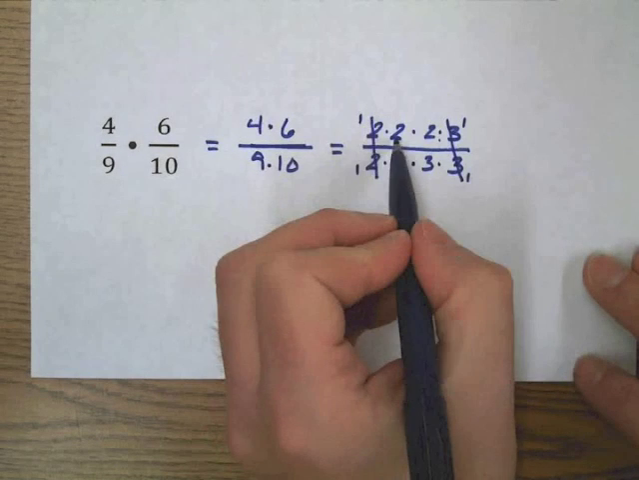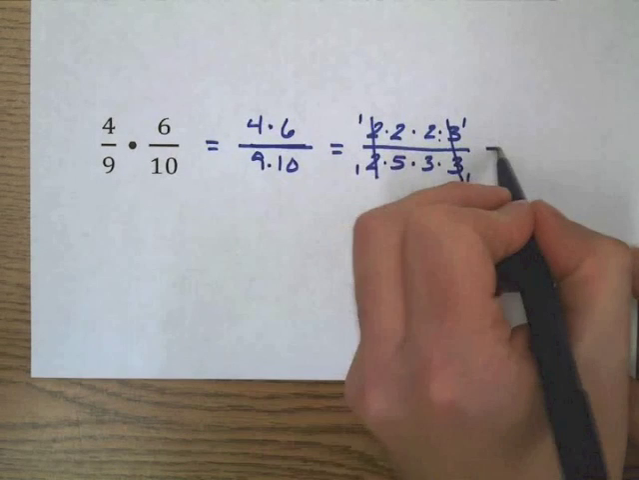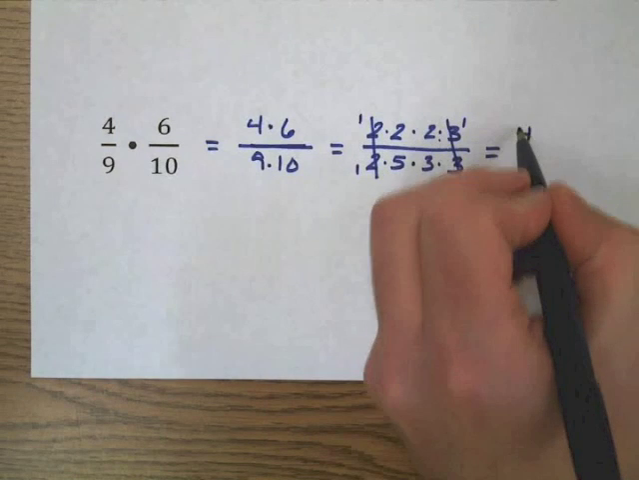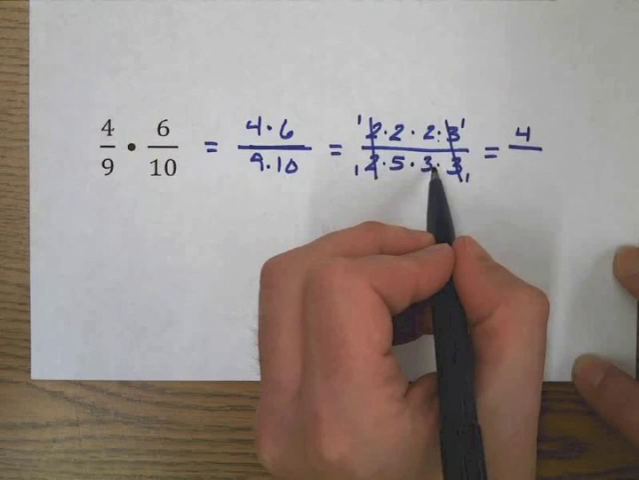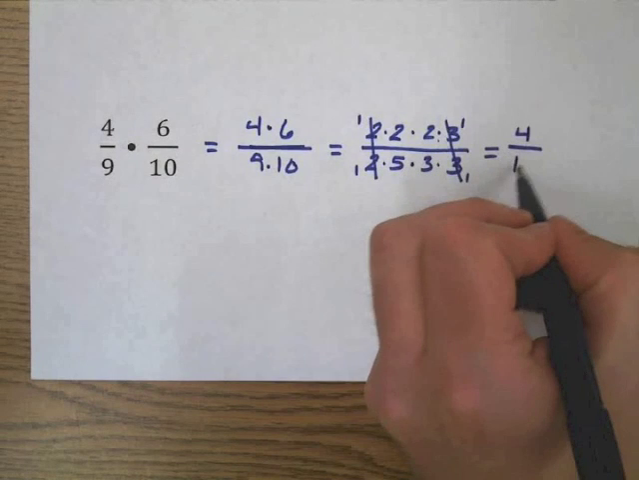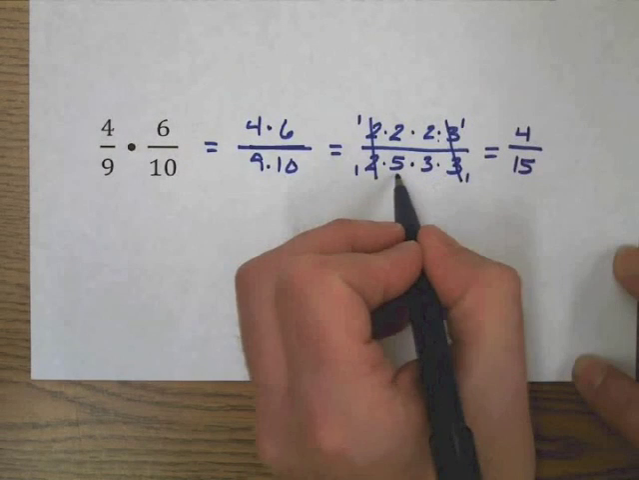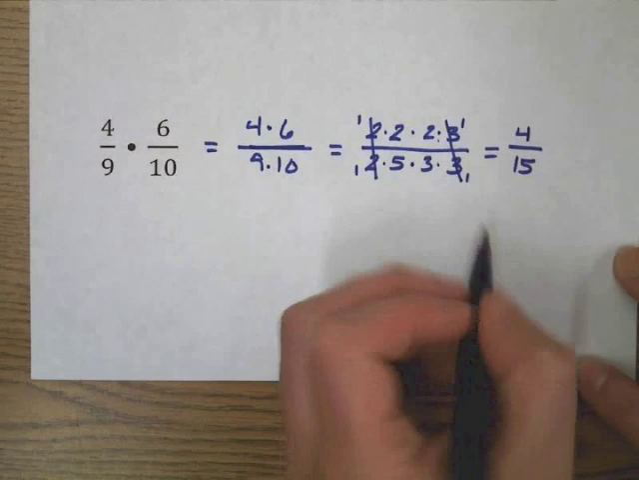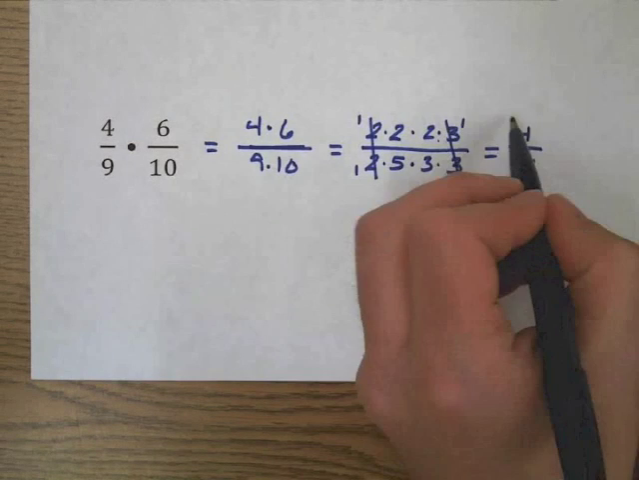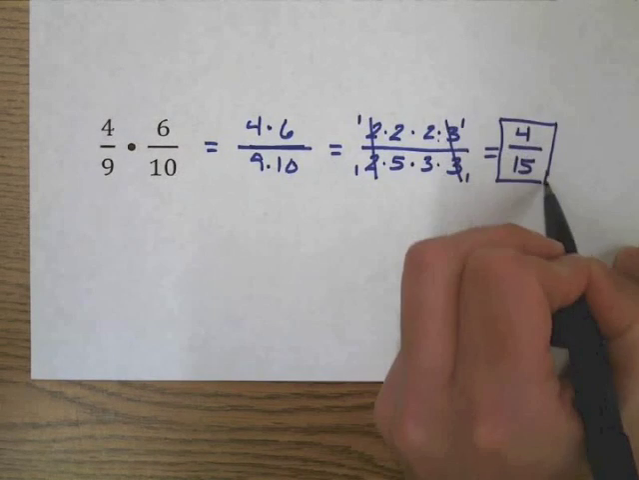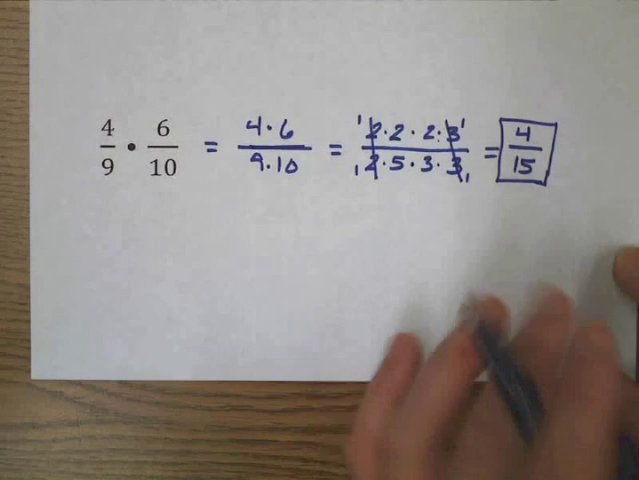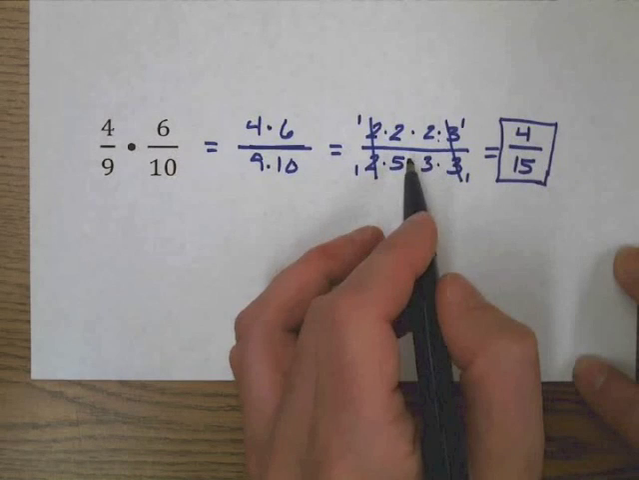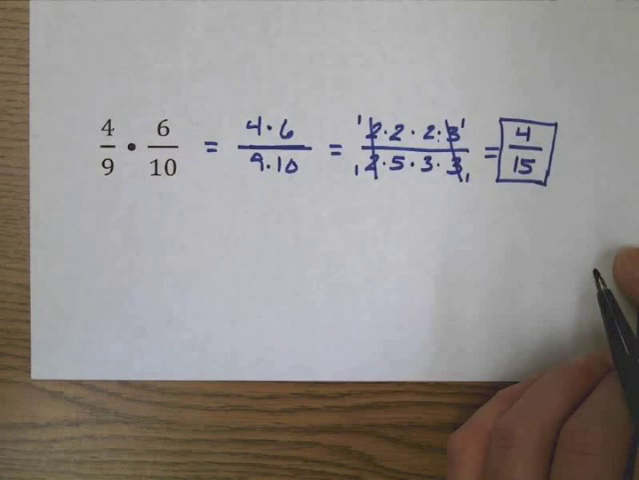So now I have 1 times 2 times 2 times 1, which is essentially 2 times 2, which is 4. 1 times 5, which is 5. 5 times 3, which is 15. And 15 times 1, which is 15. So 5 times 3, 15. 4/15. So I can use that greatest common factor. I can use those common factors there to reduce, to simplify before I come up with a solution.